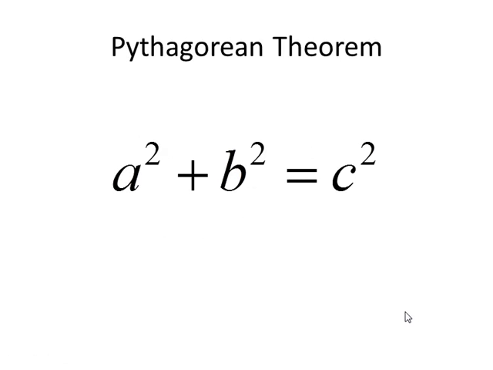Just a quick reminder that if you have a right triangle, which again is a triangle that has a 90-degree angle in it, and the two legs are labeled as A and B, and the hypotenuse is labeled as C, we know that A squared plus B squared is equal to C squared.